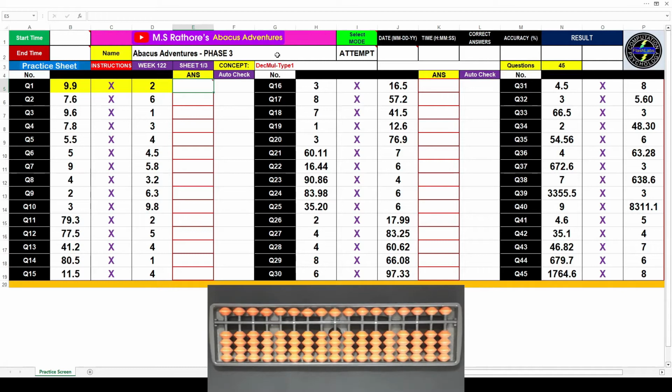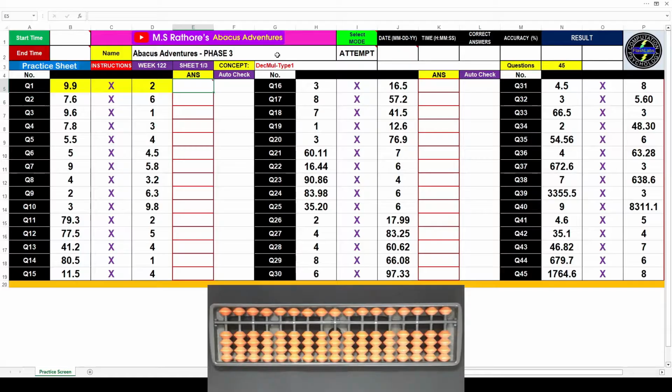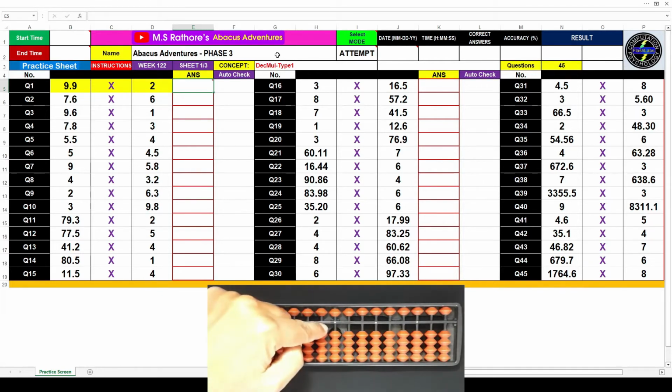Let's begin with sheet 1 of week 122. The first question is 9.9 multiplied by 2. So the integral part in 9.9 is a single digit, that is 9, and the multiplier has a normal single digit. So where should we place the answer from in this case? One digit of the multiplicand and one digit of the multiplier, that makes 2 digits. Let's place the left index finger on rod number 2.